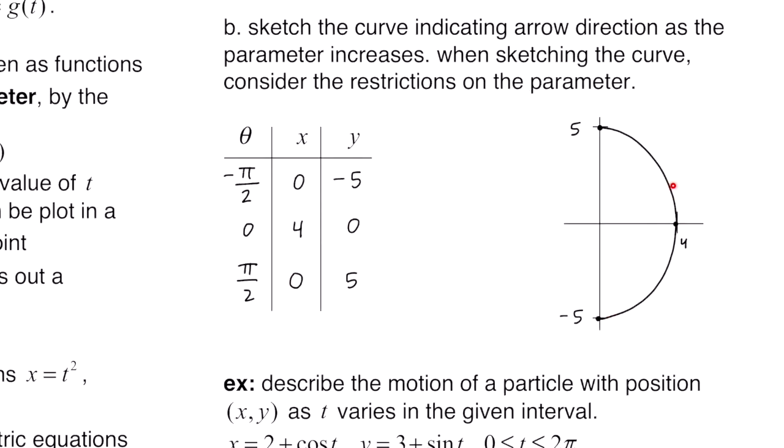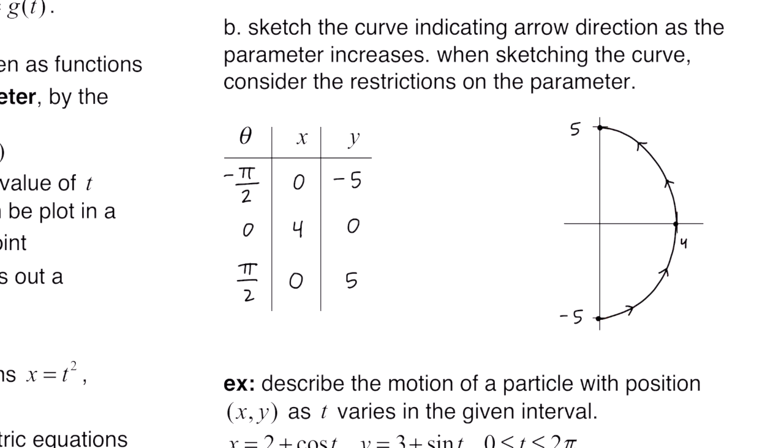Okay, so here's our curve, and we want to include arrows to indicate direction. So first, when theta is negative pi over 2, we have the point 0, negative 5, so that's right here. And then when theta is 0, we go to the point 4, 0. So it's going in this direction. And then we go to pi over 2 and to the point 0, 5. So that brings us up here. So our arrows go in this direction.